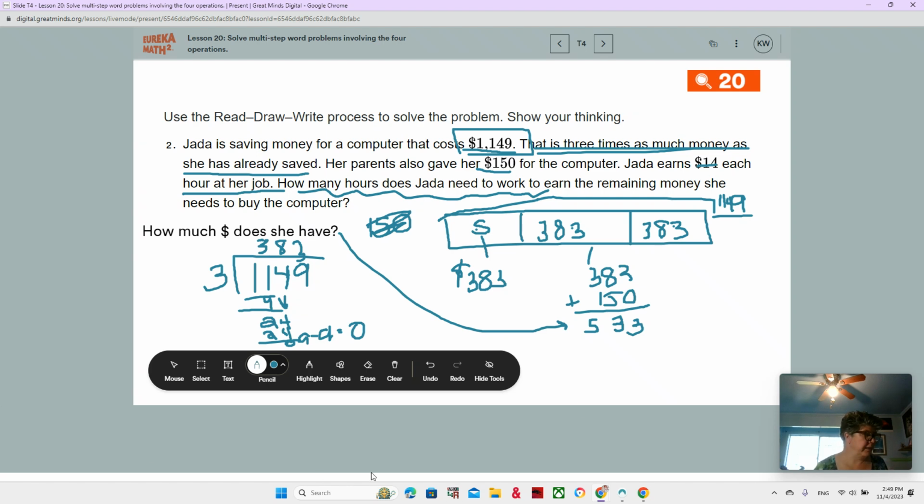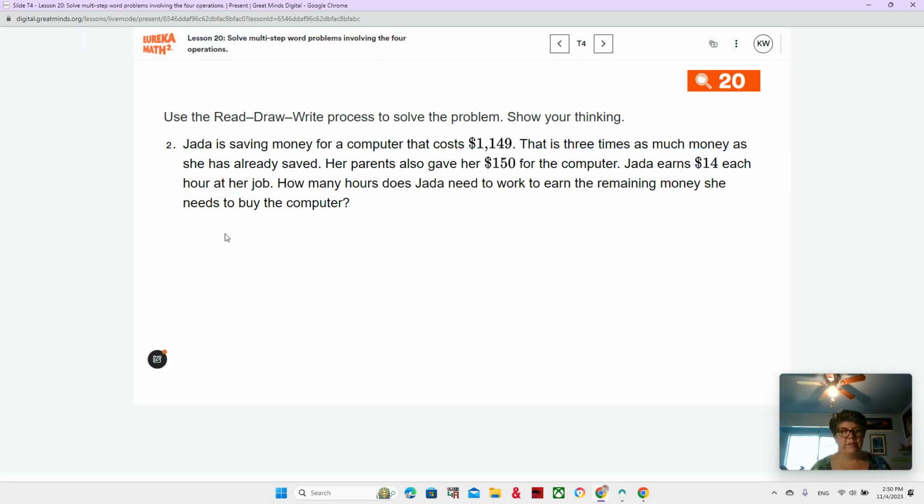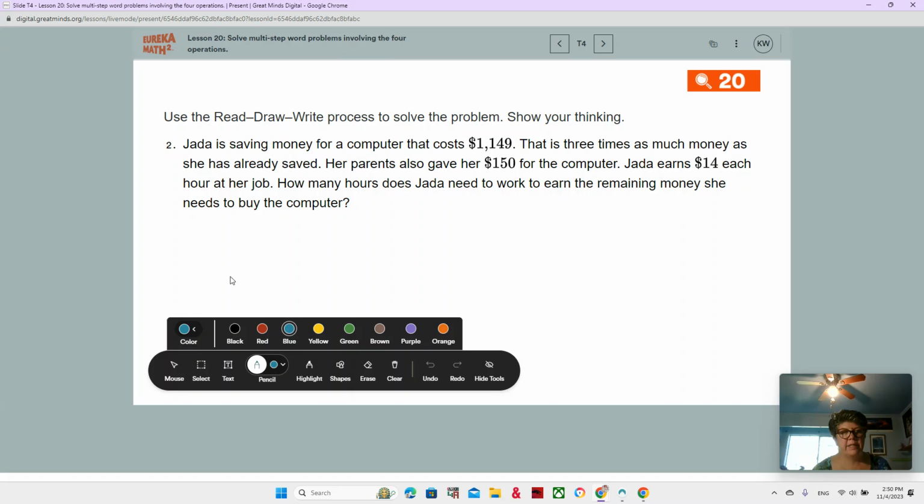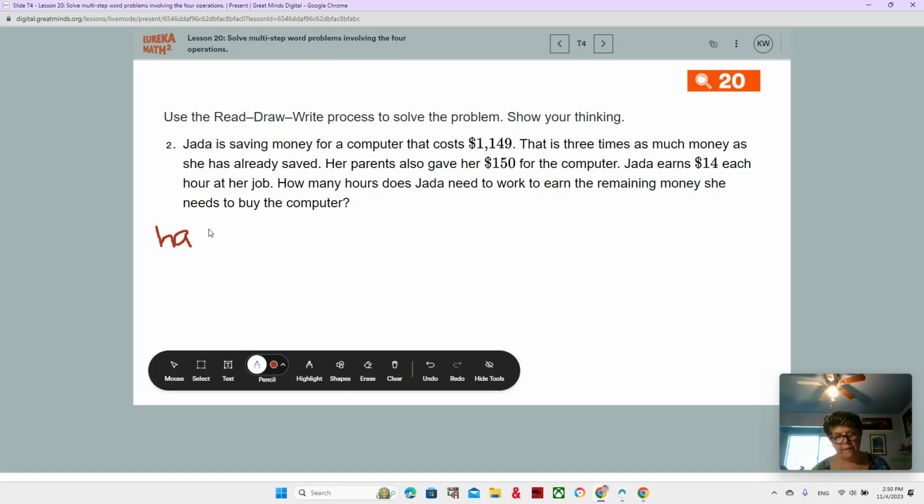Make sure you're writing this down. If you're not writing it down, then pause, because I'm going to clean it. Pause and write it down. There we go. Okay, so she has 383 plus 150. I've got to pick up my pen here. I've got to do clear. There we go. She has $533, right?